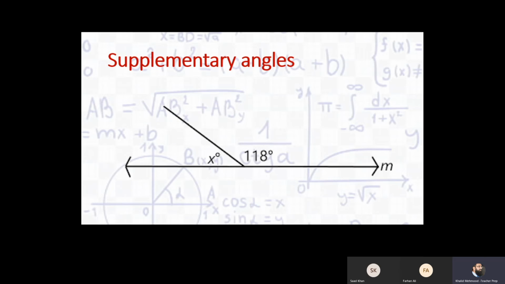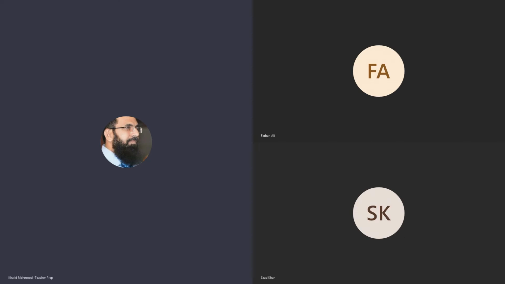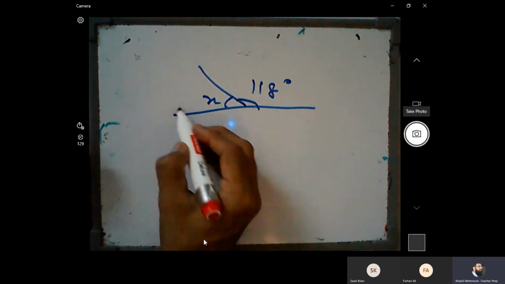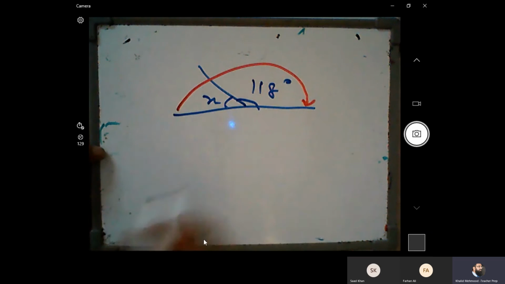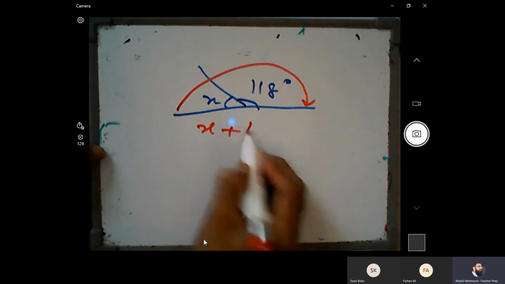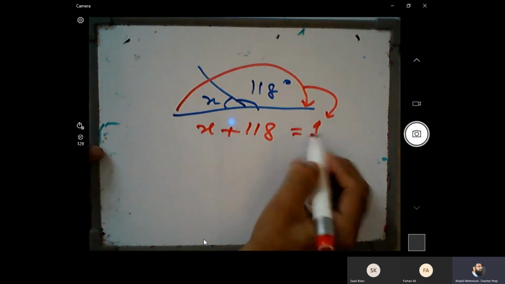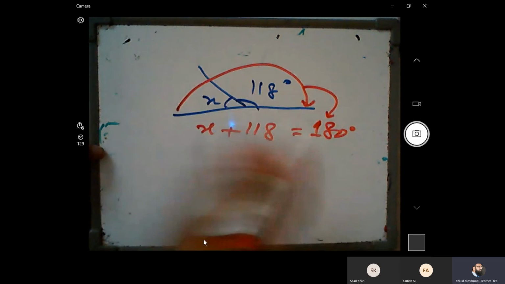This is about supplementary angles, and in this case of supplementary angle, there's an angle x and the angle is 118 degrees. So in this case, how will we solve it? If this type of problem comes, we'll see that this is a straight line angle, meaning supplementary angle. So their sum must be equal: x plus 118 must be equal to 180 degrees, because their sum is on a straight line.